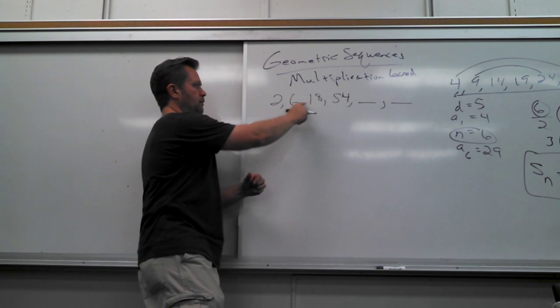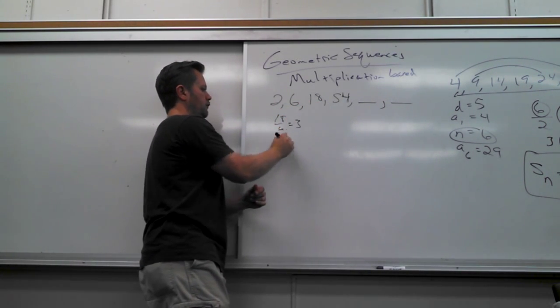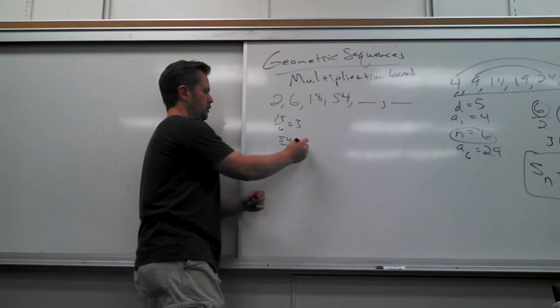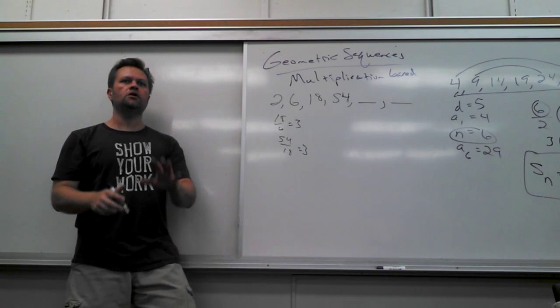Yeah, you take one divided by the one before it. So 18 divided by 6 is 3. 54 divided by 18 is 3, thank God. 6 divided by 2 is 3. Right? So what do you think?